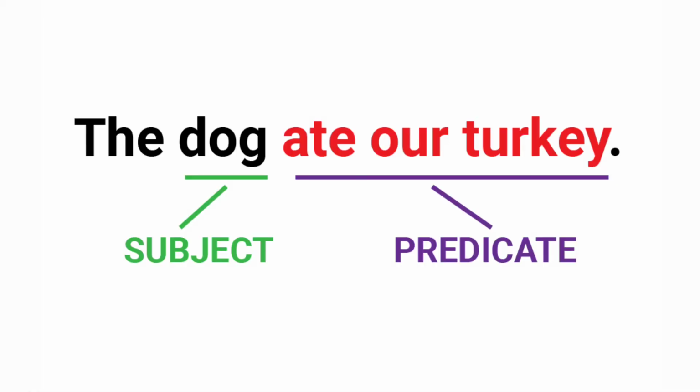Now take one example. The dog ate our turkey. So here the dog is subject and ate our turkey in red is predicate.